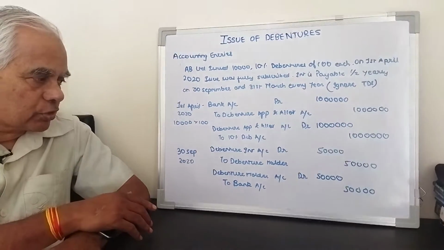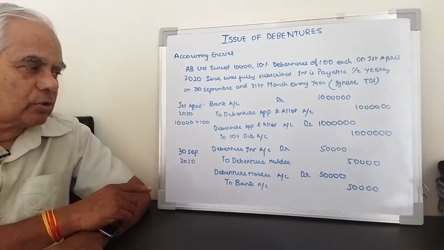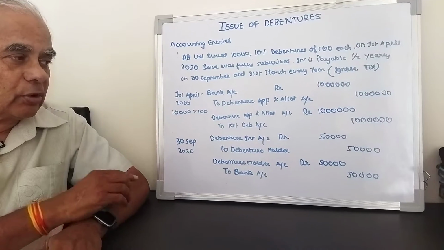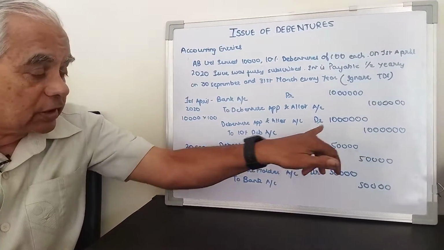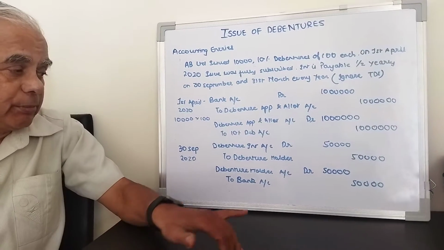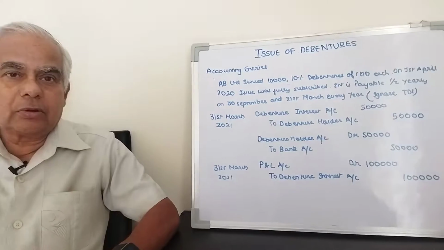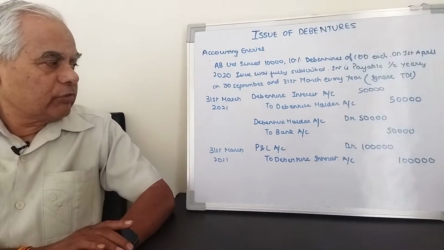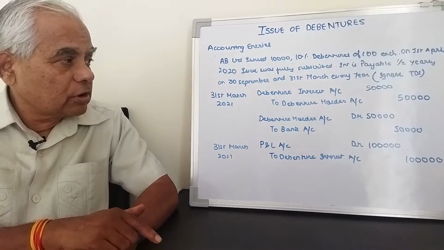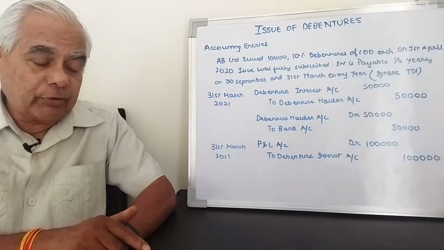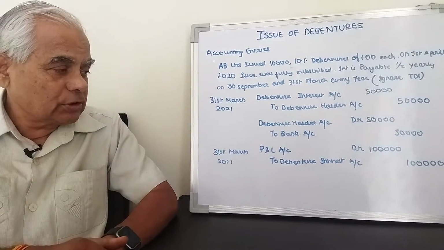30th September 2020, debenture interest due. Debenture interest account debit to debenture holder, amount 50,000. Half yearly interest, 10% means we consider the 5% interest on 10 lakh. And the payment, debenture holder account debit to bank, amount 50,000. Now on 31st March 2021, second half, debenture interest account debit to debenture holder 50,000 and payment, debenture holder account debit to bank 50,000.